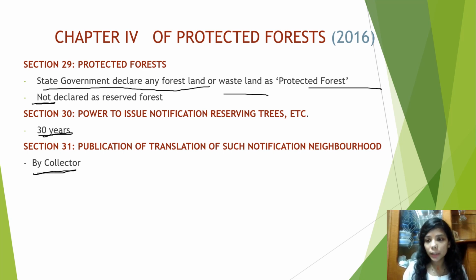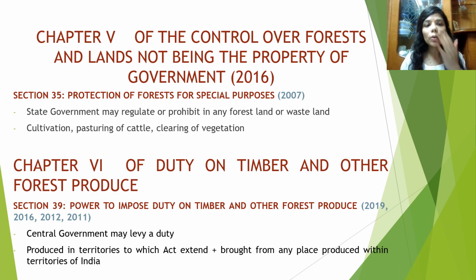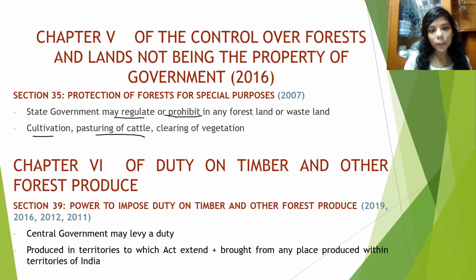Moving on to the next chapter, chapter 5 of control over forest and land not being property of government. Chapter number, what it comprises of, important, 2016. Section 35, protection of forest for special purposes. 2007 this question was asked, that who has this right. So state government has right to regulate or prohibit any activity in forest land or wasteland. Activities comprising of cultivation, pasturing of cattle, clearing of vegetation.